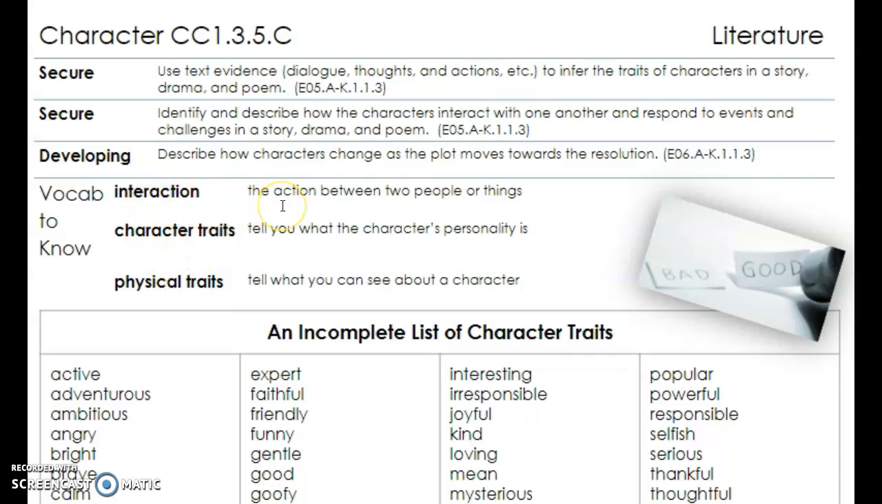Interaction is the action between 2 people or things. Character traits tell you what the character's personality is, and physical traits tell you what you see about a character. So a physical trait would be something like their hair color, their eye color, how tall they are, but a character trait would be something more like they're active, they're kind, they're nice.